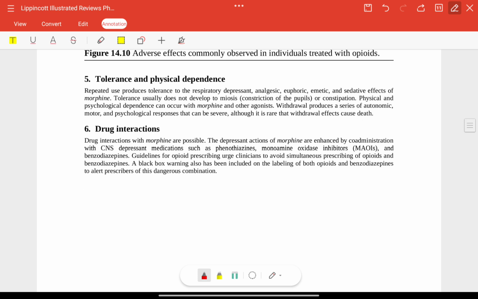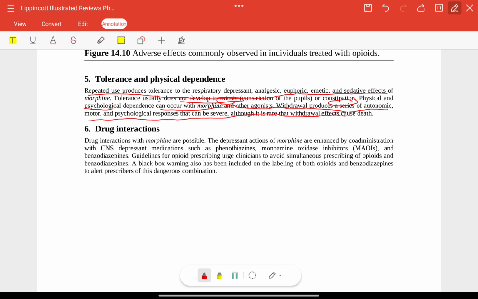Now, tolerance and physical dependence: when you use it repeatedly, the repeated use produces tolerance to the respiratory depressant, analgesic, euphoric, emetic, and sedative effects of morphine. Tolerance usually does not develop to miosis or constipation. Physical and psychological dependence occur with morphine and other agonists. Withdrawal produces a series of autonomic, motor, and psychological responses that can be severe.